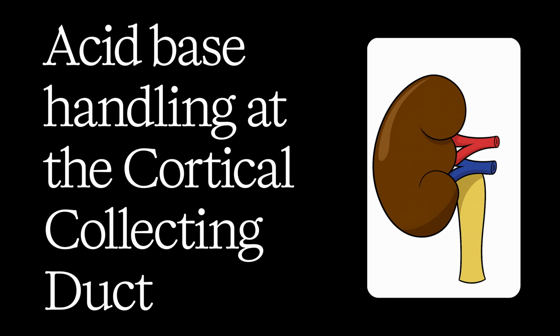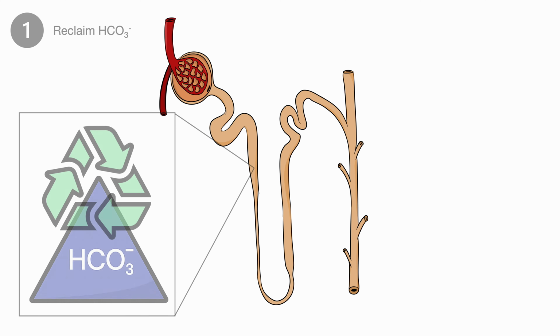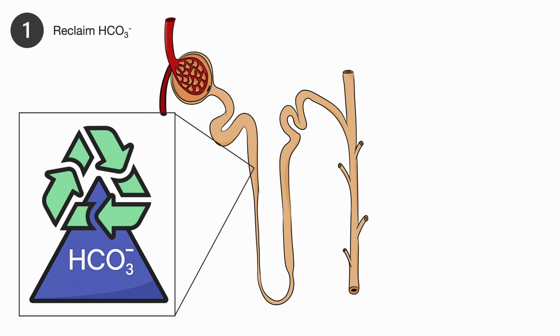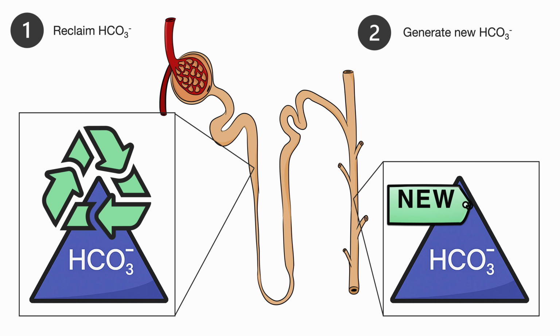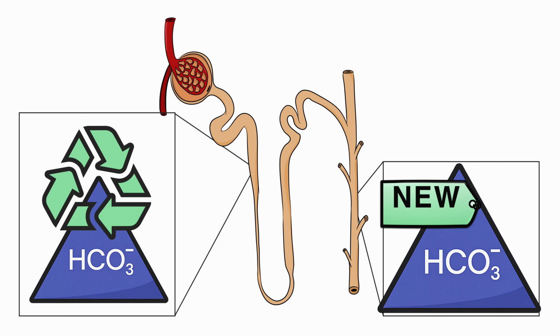Recall, the kidney maintains acid-base homeostasis through three mechanisms: bicarbonate reabsorption or reclamation at the proximal convoluted tubule, bicarbonate generation at the collecting duct, and hydrogen secretion, buffering, and excretion. Now let's look at the second way the kidneys maintain acid-base homeostasis: through bicarbonate generation.